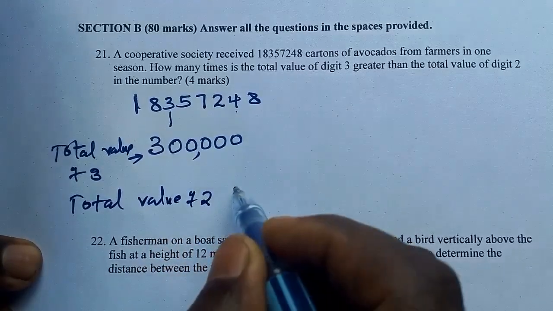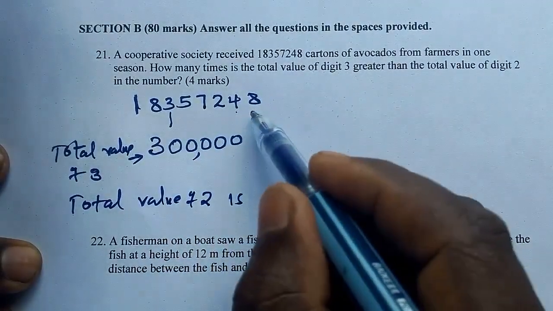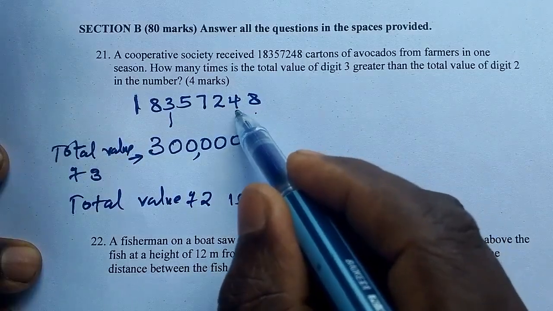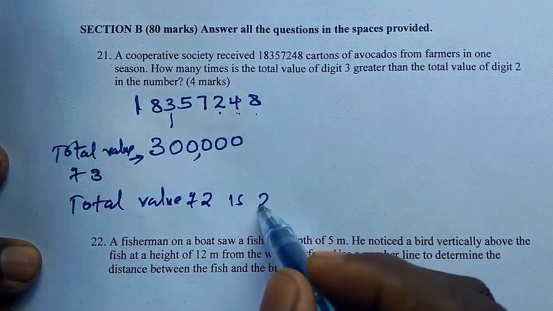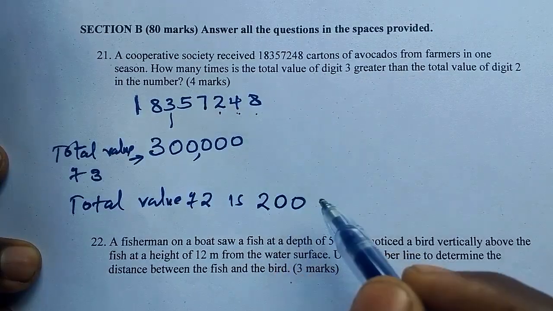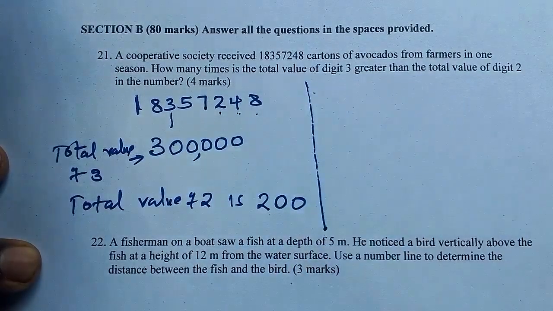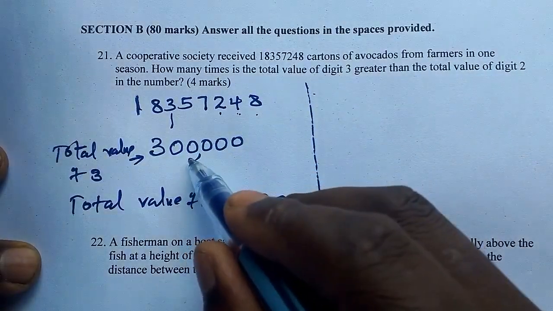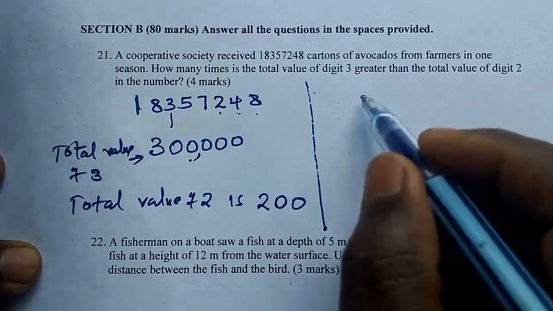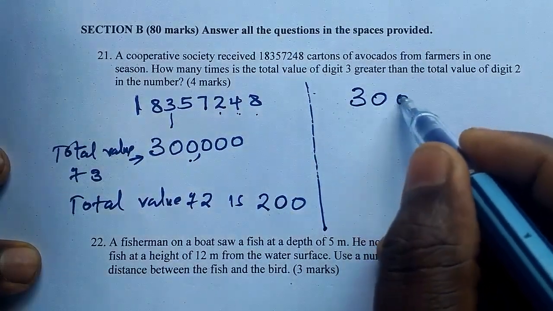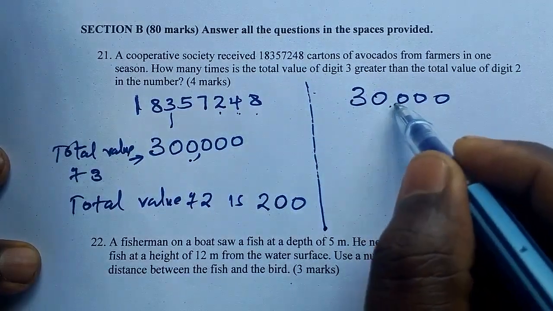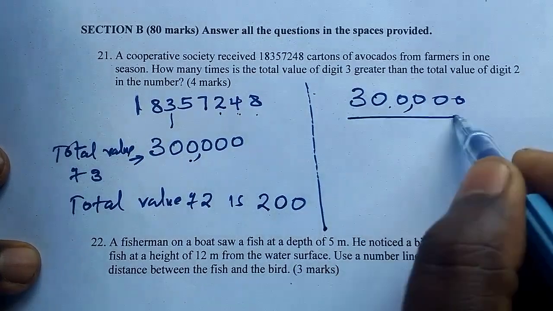So the total value of 2 is: ones, tens, hundreds. So it is 2 times 100, which is 200. So how many times is this value more than this? You simply divide 300 divided by 20.